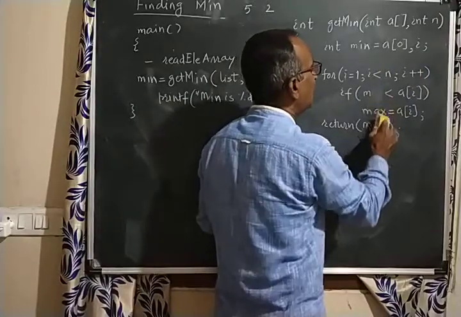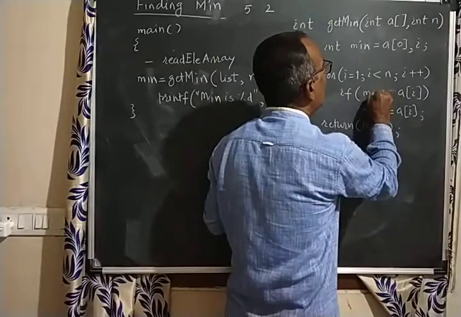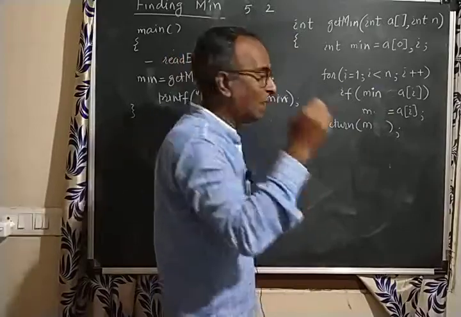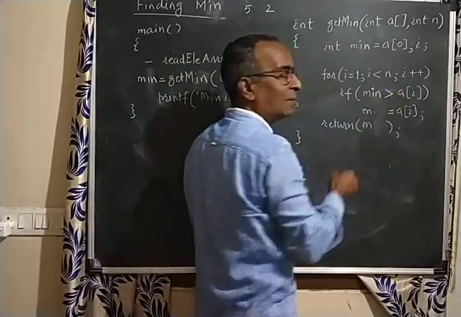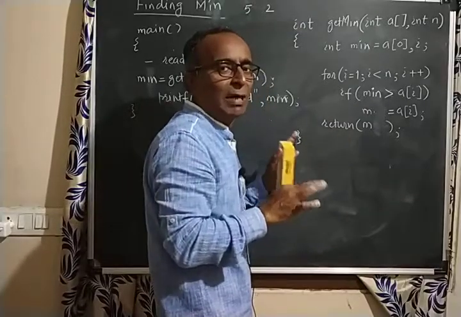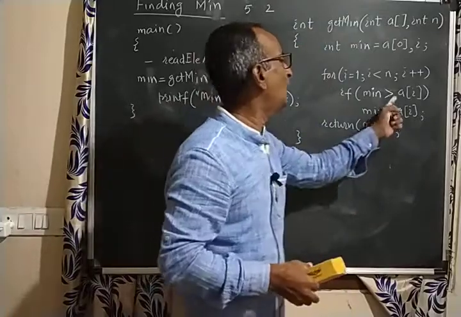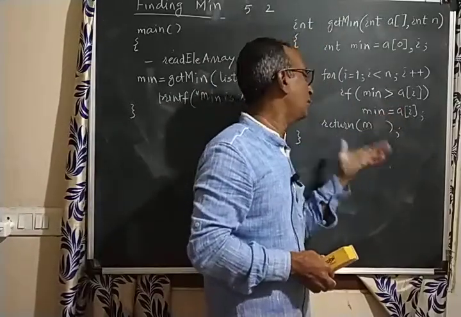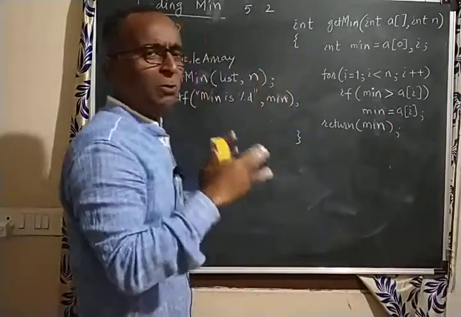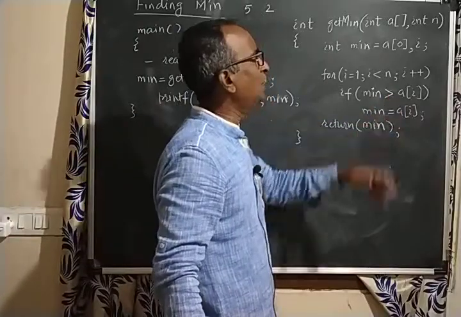So what exactly do we do here? We say if minimum, whatever value is there in my mind, is greater than the next element, only then we have to change the value of minimum. So minimum is given a of I. Only the opposite condition you have to give here for minimum, and return this minimum. That's it. The logic goes the same. Only you have to change this condition.